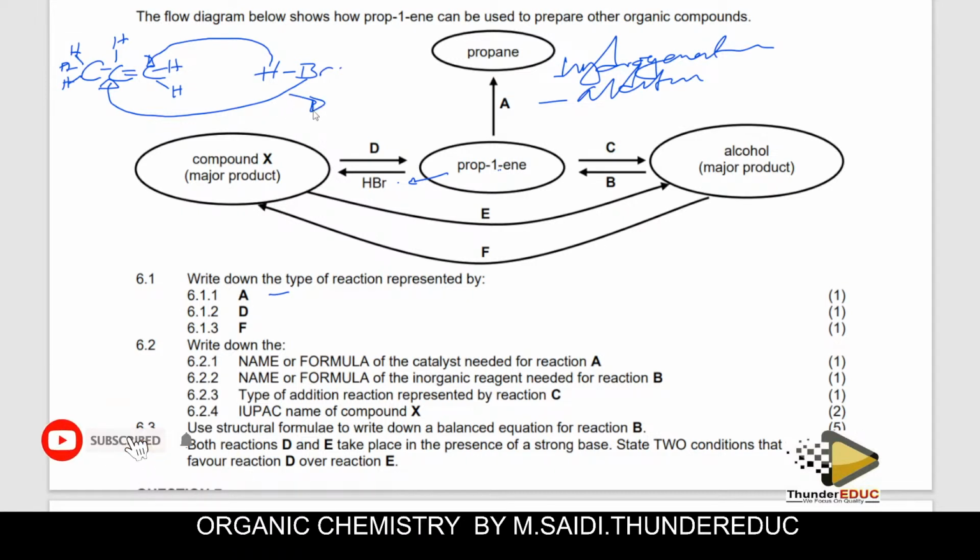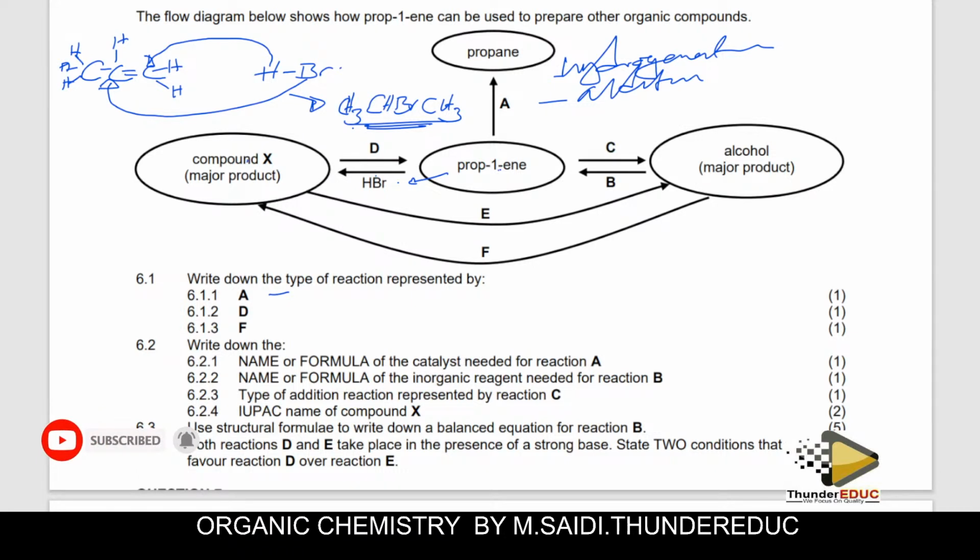Therefore, now here I'm going to have CH3, CH, and then the bromine is going to be here on this. So the bromine is going to be here, and then CH3. So basically, that is the major product they are talking about, compound X. So compound D, now I want compound D going back. So I have to remove this bromide. So therefore, the answer is going to be yes.